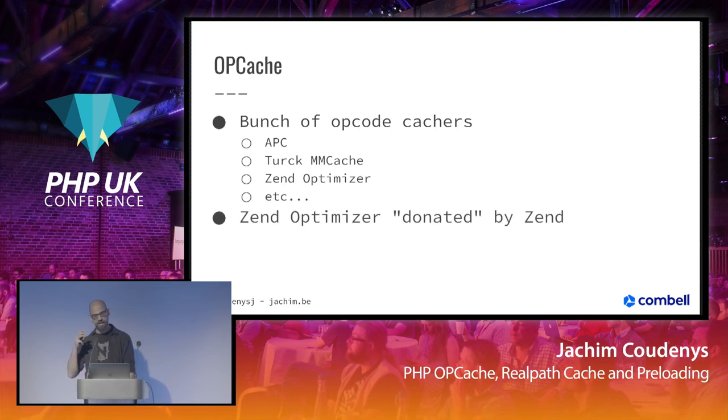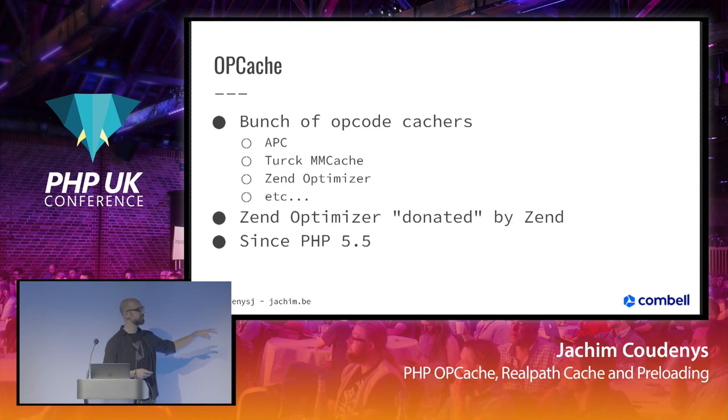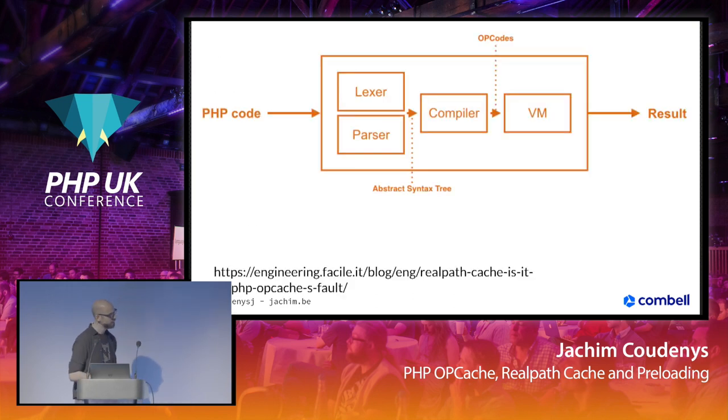But as of version 5.5, Zend donated the Zend optimizer to the PHP source. And Zend optimizer came from Zend Guard, which was, or still is, a tool to encode your PHP files and then distribute them. But they took out that optimizer part and just put it into PHP.